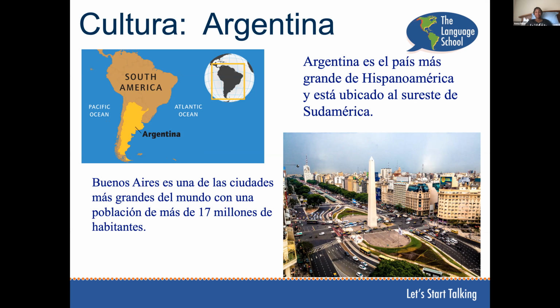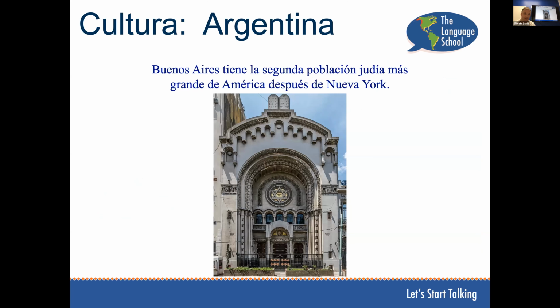Aires. Clearly. So Buenos Aires is one of the largest cities in the world with a population of over 17 million people. I think it's getting closer to like 25 million right now. So to put that in perspective, you know, New York, I think has about 8 million people? Buenos Aires is easily double that, almost triple that.